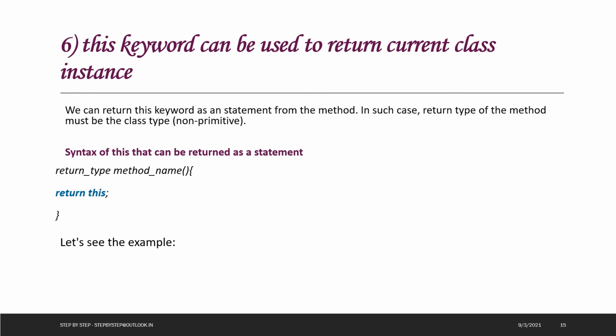The sixth use of this keyword: this keyword can be used to return the current class instance. So how can we do it? We can return this keyword as a statement from the method. In such a case, the return type of the method must be the class type, that is non-primitive. So the syntax would be: the return type will be the class name, then the method name, and in the method body the last statement should be return this. So let's understand by modifying our existing program.